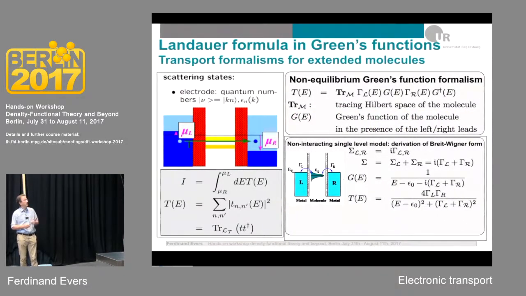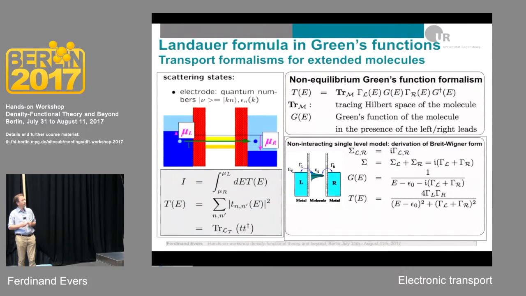I rather now would like to give you some confidence in this formula by just using it in a very simple situation where I imagine that I have a molecule with only one state. If I have only one state, then the trace over the Hilbert space of the molecule is actually a trace over only one state. So these are all numbers. I can then use simple expressions for sigma. Sigma is actually i gamma. So in other words, gamma is the anti-Hermitian part of sigma, just a number. I introduce this object. Sigma is just the sum of these two anti-Hermitian parts. Then I plug this into the Green's function, which then eventually leads to an equation of this type.